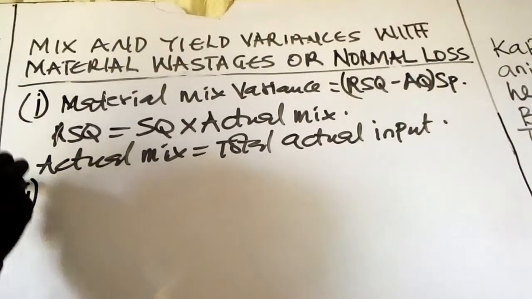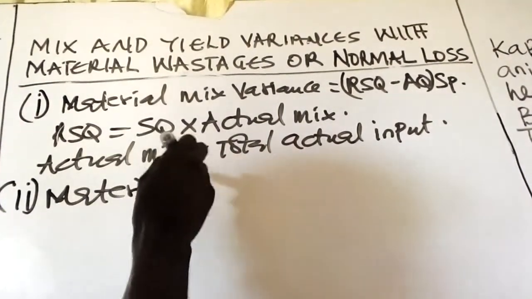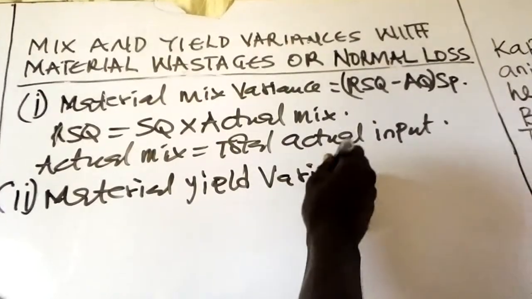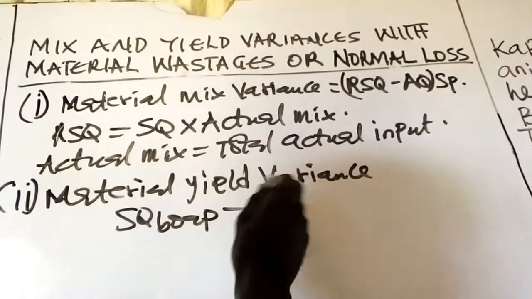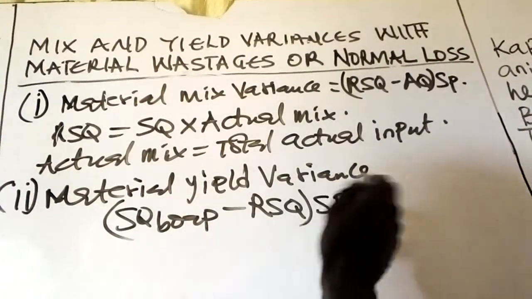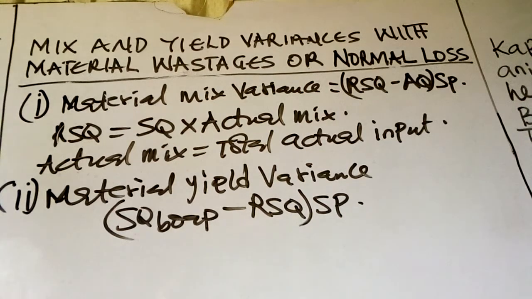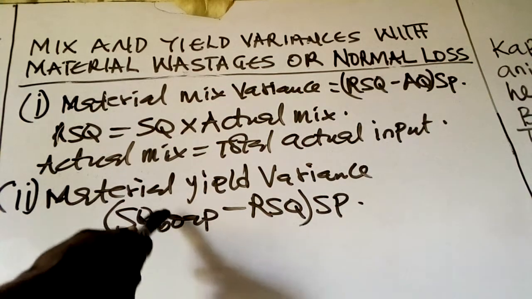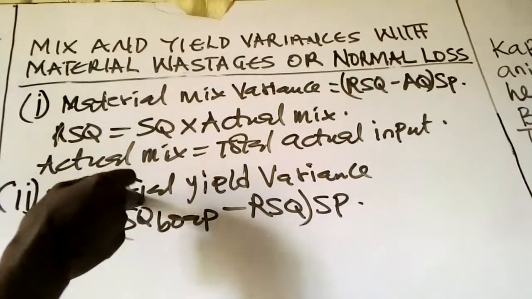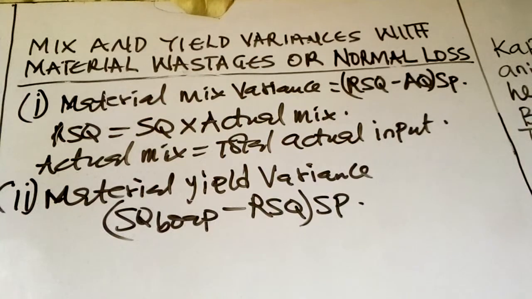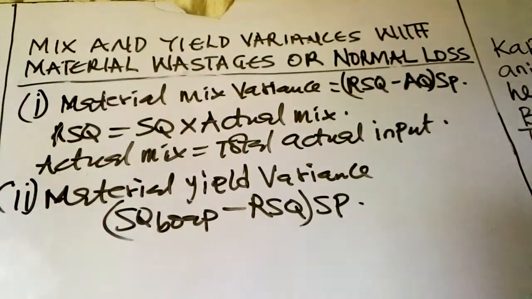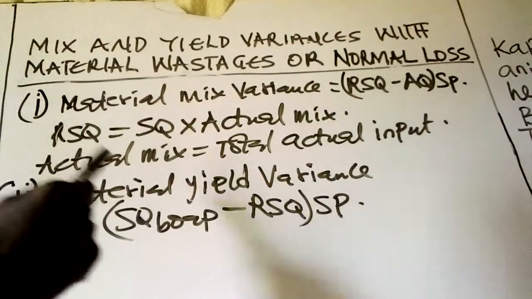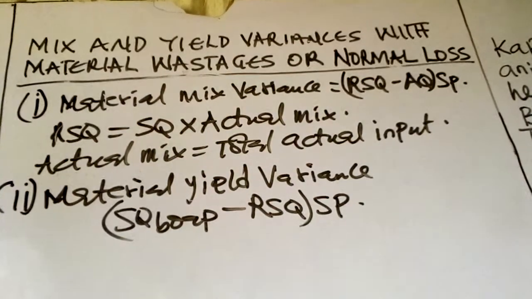2. Material yield variance. The formula I gave you is the standard quantity based on actual production minus the revised standard quantity multiplied by the standard price. And I let you understand that you will need to take into account the materials wastages when computing the yield variance, but you are not going to take into account the material wastages when computing the mix variance. The wastages or normal loss will only be considered in the computation of material yield variance. Now let's look at the question before us.